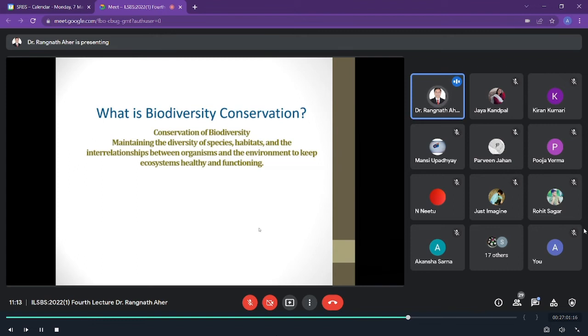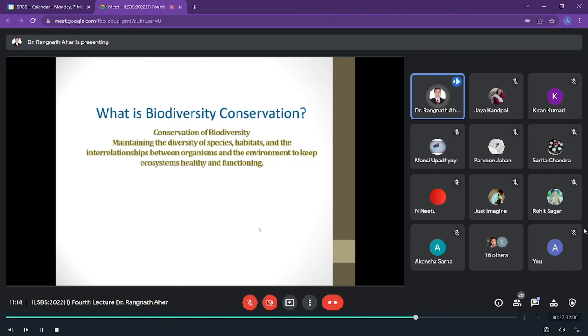Till here, we discussed what biodiversity is, the values of biodiversity, and the present status of biodiversity in the world as well as in the nation, including the endangered, endemic, and extinct flora and fauna in India. The next, remaining part is biodiversity conservation.